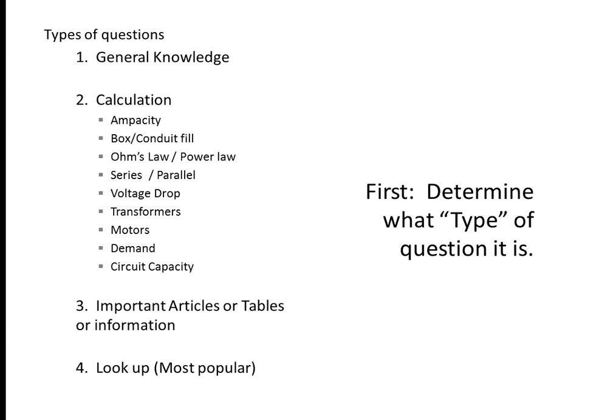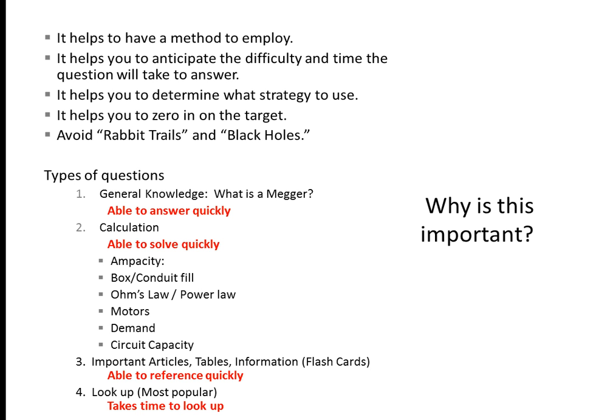The first one is a general knowledge type question. The second one is a calculation type question, and those listed here are examples of a calculation. The third one are using important articles or tables that are most commonly referenced. The fourth type of question is a lookup question, and that's the most popular type of question that you'll receive on the test. So we're going to go through each of these and find out why it's important to identify the type of question it is.